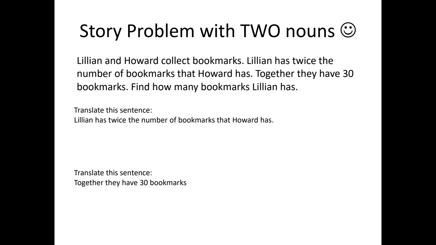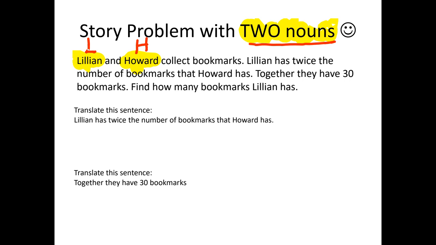Okay, now this one's going to get a little more interesting. Now I want you to be careful with this one because it has two nouns. You're going to say, well, what two nouns? Lillian and Howard, two different people. Now, if you'll notice, this problem does not have any variables, but I'm going to give you a little hint. Make L represent Lillian and H represent Howard. That's why it's called the two nouns.